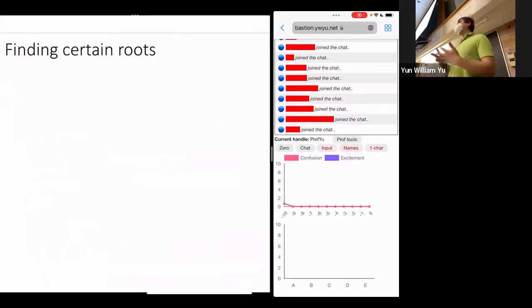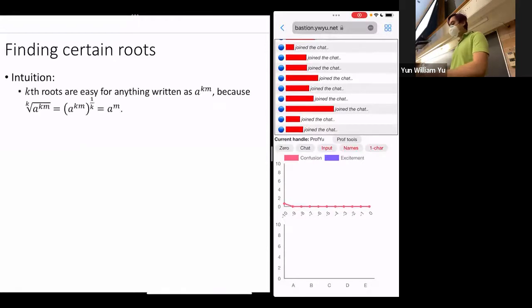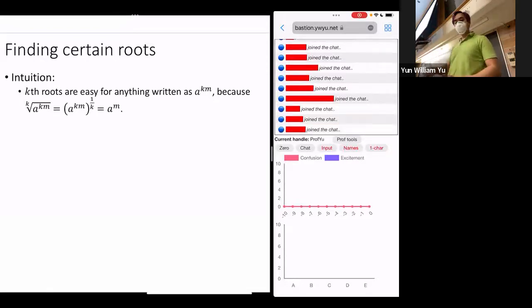Okay, and what about finding certain roots? So this is a little bit more complicated because it doesn't always work. But we still have some intuition, right? So our intuition is that kth roots are easy if you can write something as a to the km, because the kth root of a to the km is just a to the m by using the rules of power of exponents that we discussed in the second week of class.